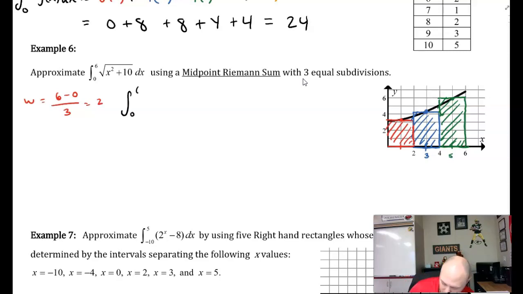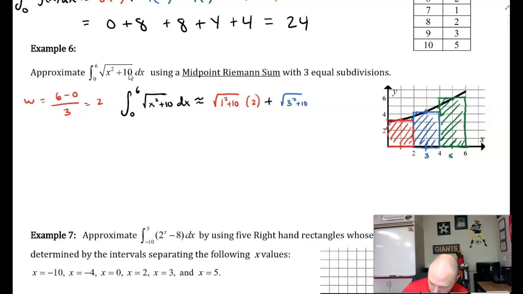So we have the integral from 0 to 6 of the square root of x squared plus 10 dx is approximately, so I want the height of my first function, which I'm plugging in 1, so f of 1, or the square root of 1 squared plus 10, times 2, plus, now I'm going to plug in the height at 3, so the square root of 3 squared plus 10 times 2, plus the square root of 5 squared plus 10 times 2.